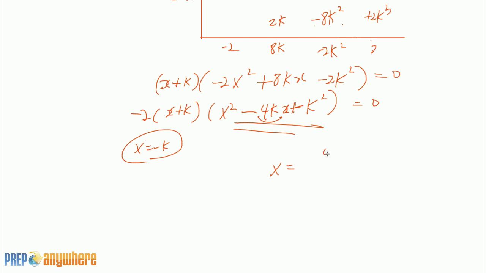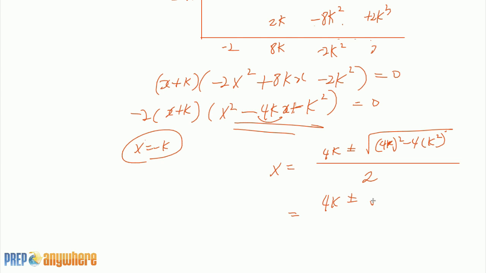Minus b, so it gives you 4k plus or minus b squared. So that's 4k squared minus 4ac, all over 2a. Okay, so you get 4k plus or minus, that's 16k squared, 16 minus 4 is 12k squared.